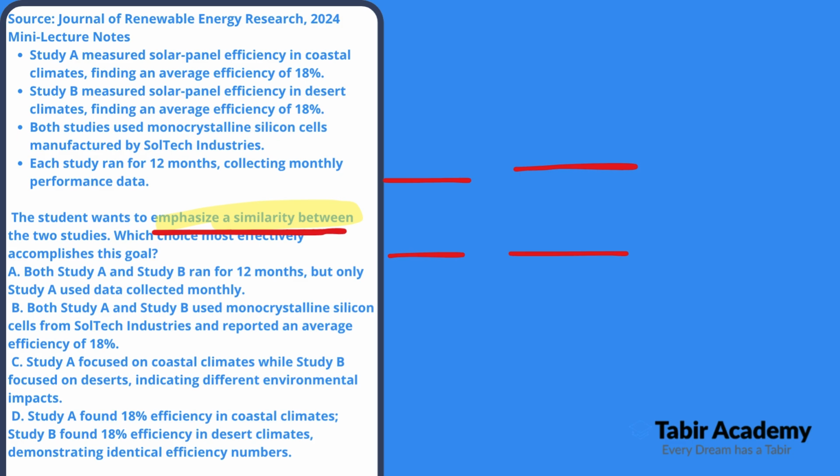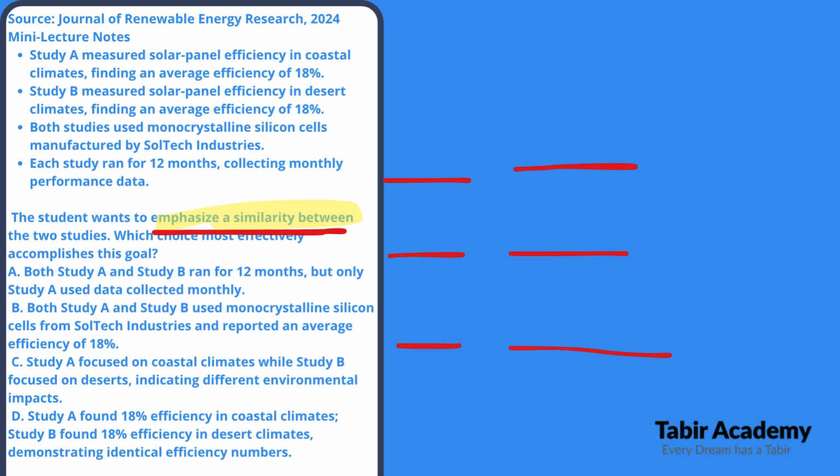If we scan through the answer choices, A, what is it saying? Both study A and B ran for 12 months, but only study A used data collected monthly. So this is mixing up data collection, it's only referring to study A. But we want similarities only.